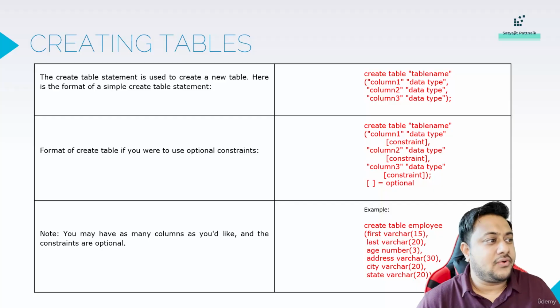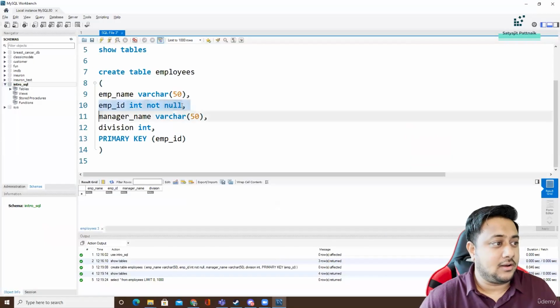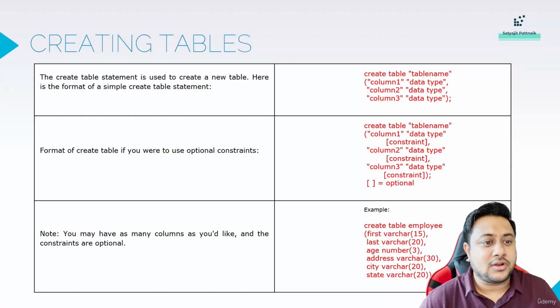Here is the format of a simple create table statement. So create table, table name, you have to pass your column names, data types, column name, data types, column name, data types, simply. Format of create table if you are using the optional constraints, like we used here, not null. Similarly, if you are using some optional constraints, you have to define your constraints here, like employee ID, integer, not null, something like that. Note, you may have as many columns as you would like, and the constraints are optional, right?